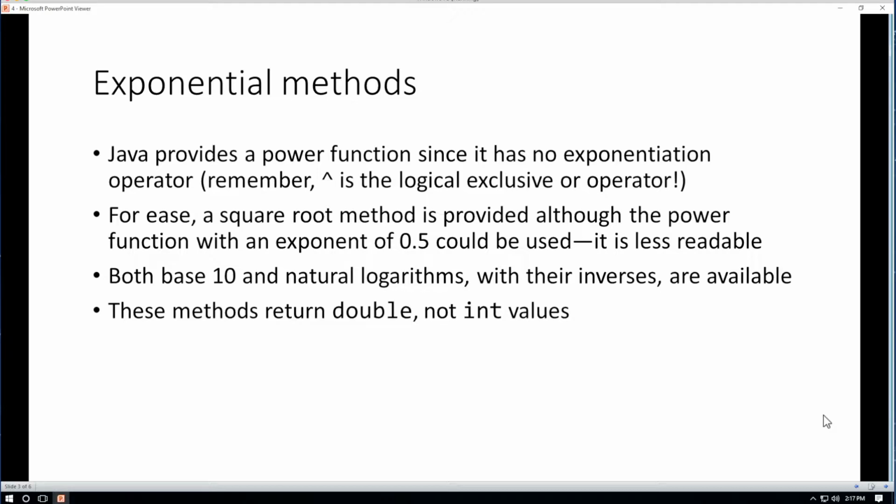One could use the power function with an exponent of 1/2 to obtain the square root, but it's much more readable if the square root method is used. Both base 10 and natural logarithms are provided in the Java libraries. Be sure to use the one that is correct for the logarithms you are working with.